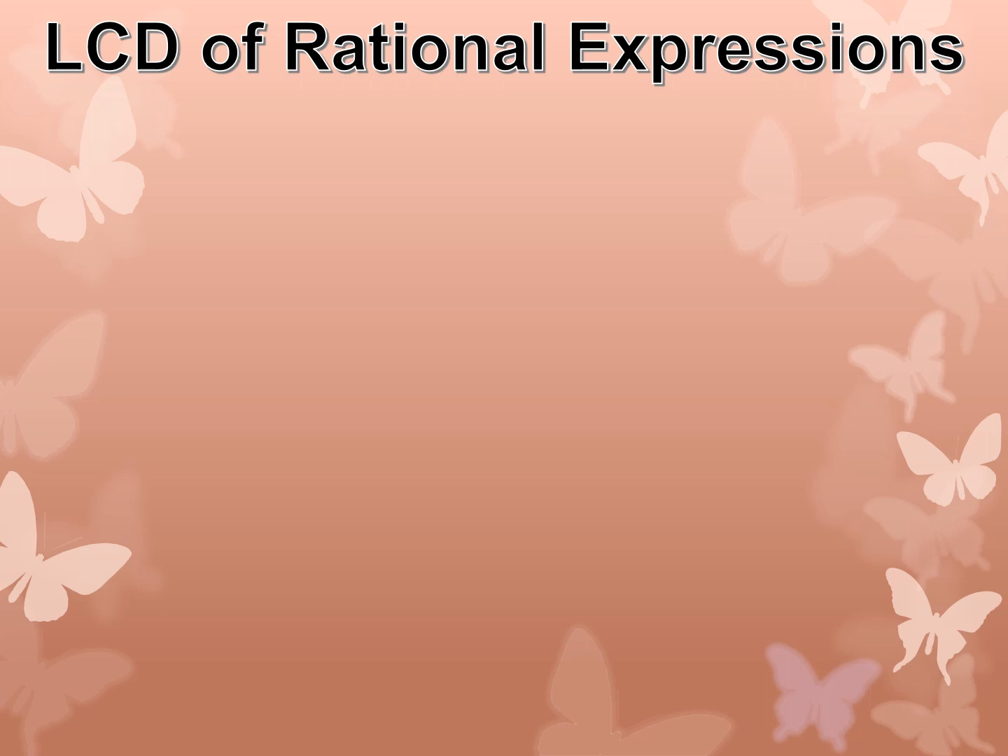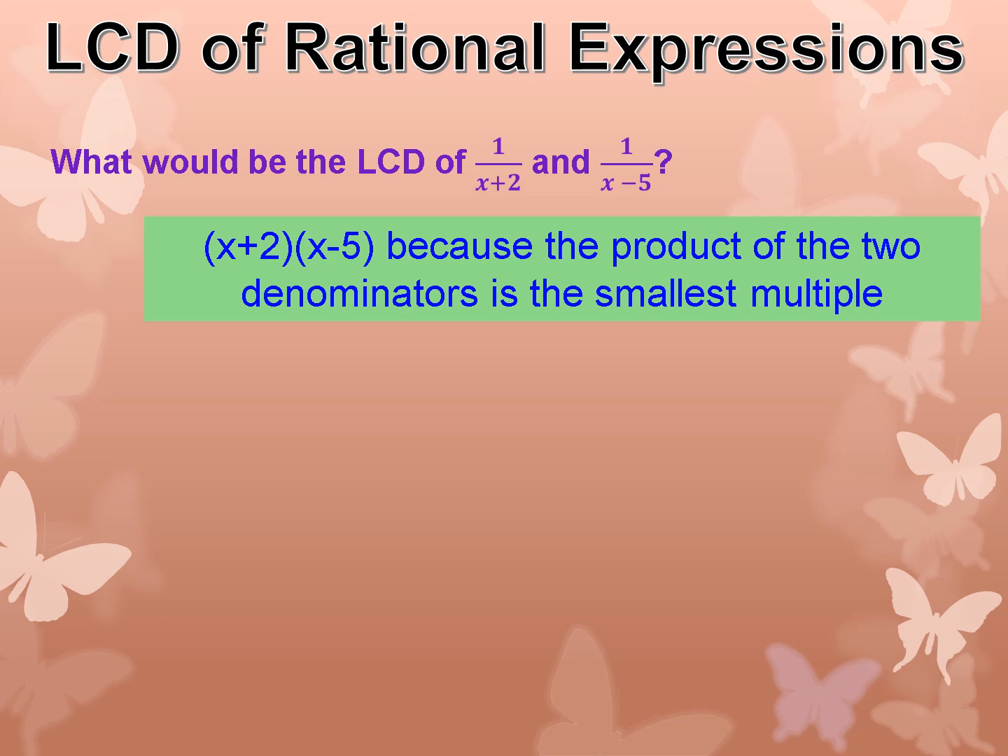Now let's look at how the LCD applies to rational expressions. So, same type question, now it's a rational expression. So what would be the LCD of 1 over x plus 2 and 1 over x minus 5? Now, obviously, it's kind of hard to tell, does x plus 2 go into x minus 5? So we're going to use the trick we learned on the last slide and say that our common denominator would be x plus 2 times x minus 5 because the product of the two denominators is your smallest multiple.